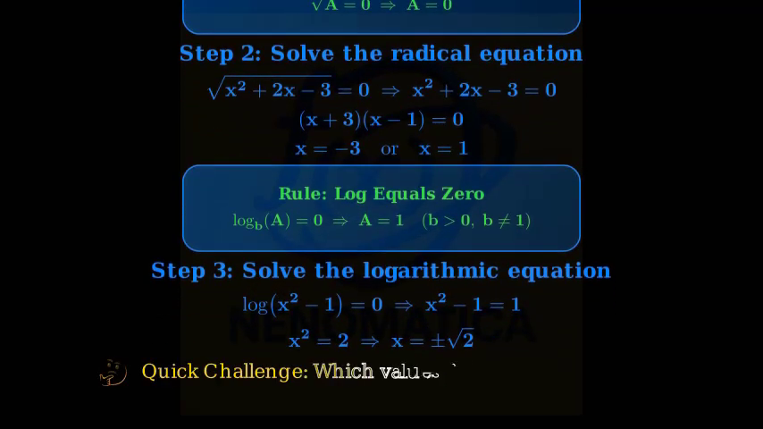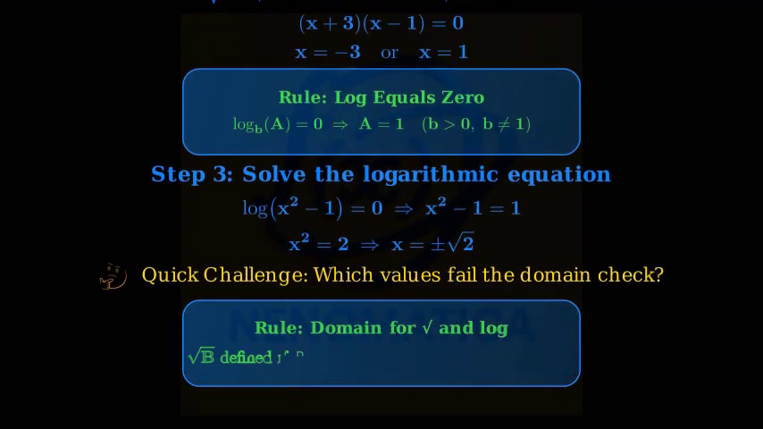Quick challenge. Before we check domains, can you predict which candidates fail? Check domain restrictions and validate solutions. Square roots require the radicand to be non-negative. Logarithms require a strictly positive argument. Show the domain rule box.